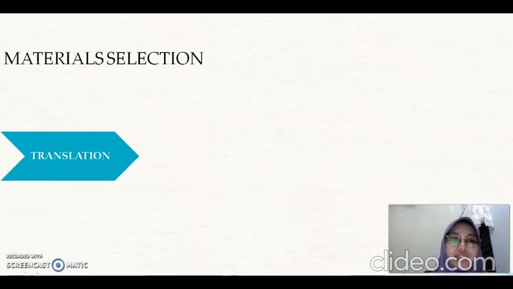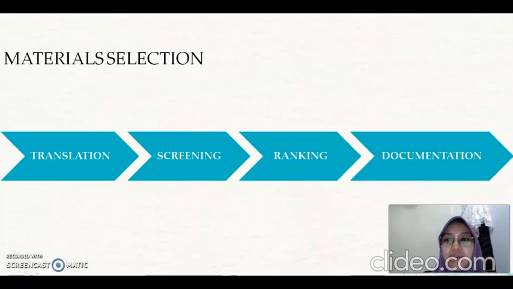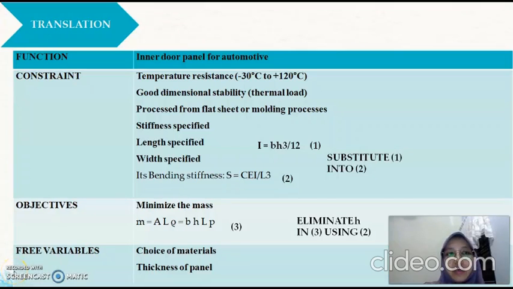The material selection will undergo the translation step, the screening step, the ranking step, and the documentation step. The design requirement will be translated into function, constraint, objective, and free variable. Function is what the component does. Constraint is the desirable condition for the material.